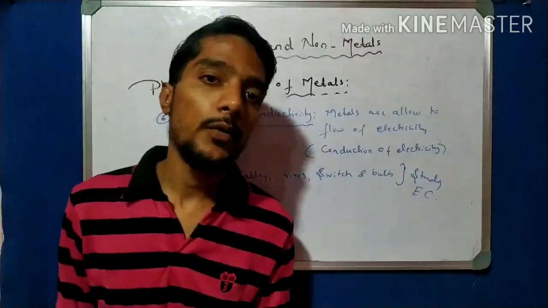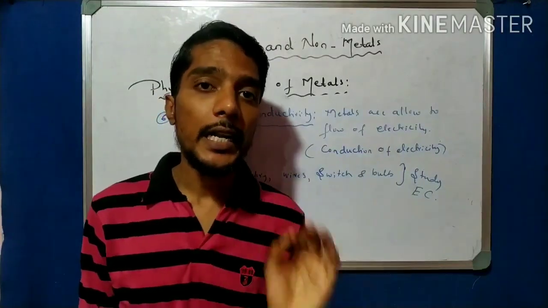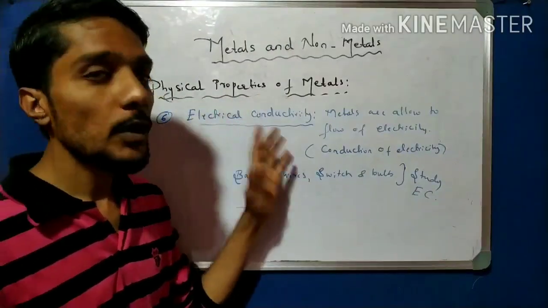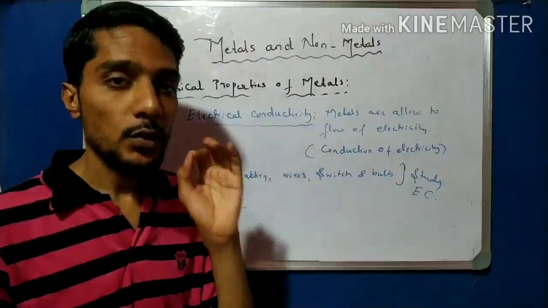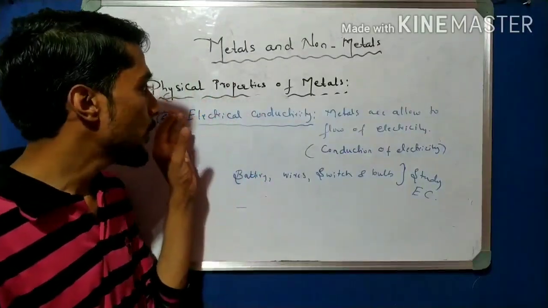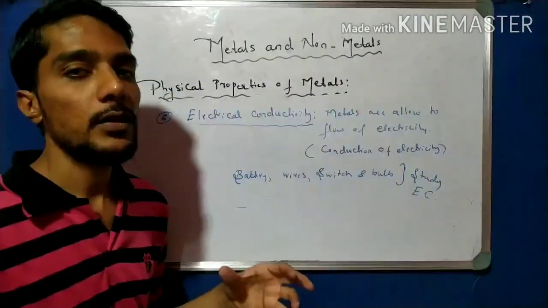In the electricity chapter we learn about the simple electrical circuit. In a simple electrical circuit, the conducting wire is there. The conducting wire is nothing but metal, that is electrical conductivity. So conducting wires are made up of metals. So students, that is electrical conductivity. Here we finished all the properties of metals.